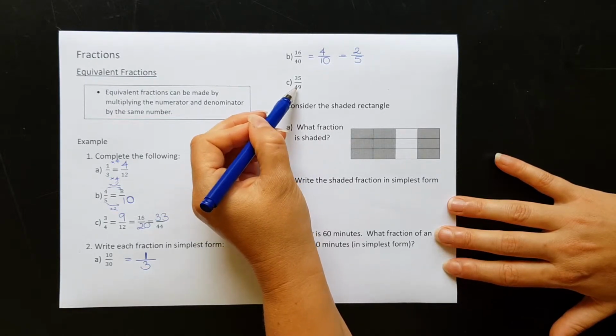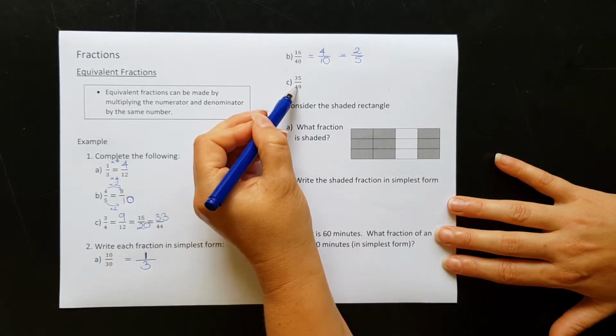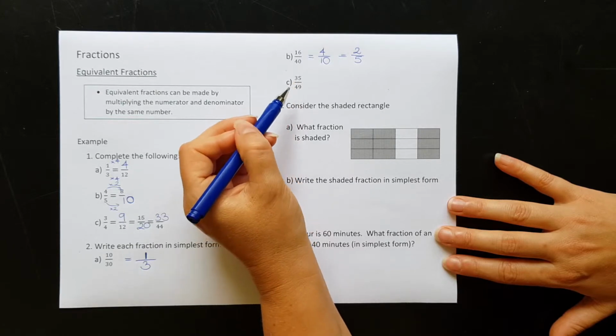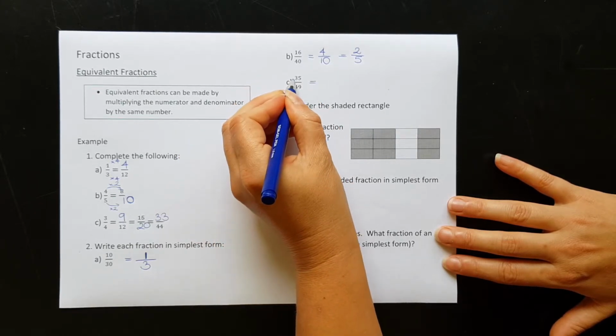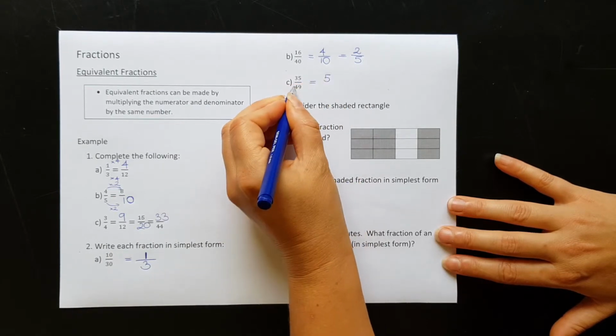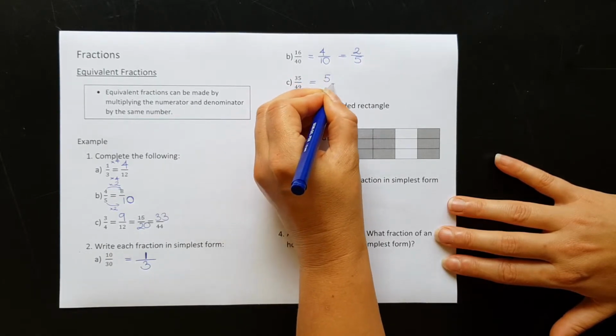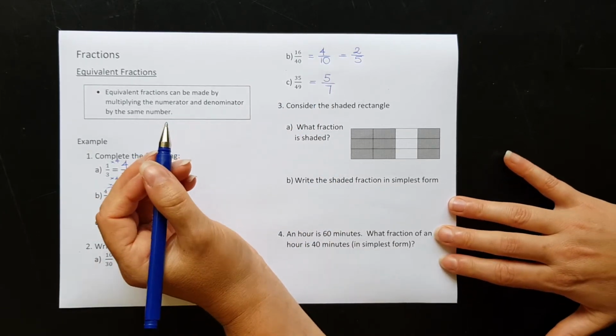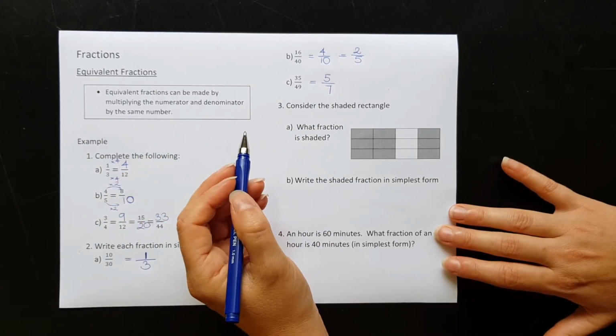Hopefully the number that comes to your mind is 7, because 7 times 7 is 49, and 35 divides by 7 as well. So let's divide these by 7. 35 divided by 7 is 5, and 49 divided by 7 is 7. They're both prime numbers. They're not going to simplify any further.